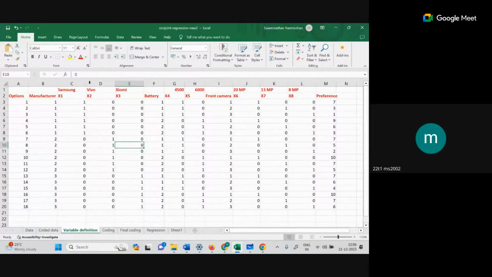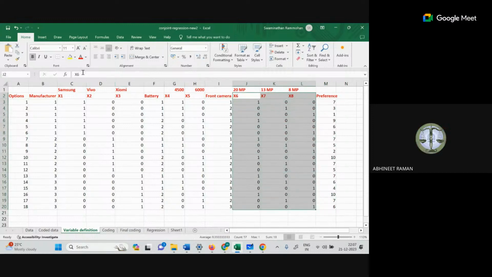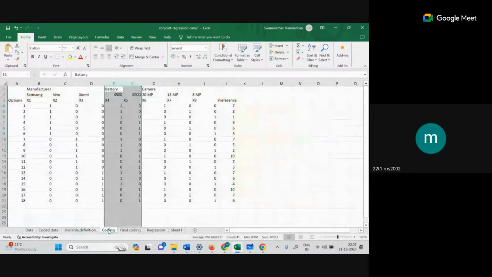So this is one hot encoding. And if you're not aware of this one hot encoding, please ask your friends and please revise concepts from MLF and so on, right? And similarly here, 4500 battery, if this is 1, it means 6000 will have 0 coding. So we are encoding these attributes. So what about the front camera? If this is 1, the other 2 are going to be 0, right? So this is one hot encoding.